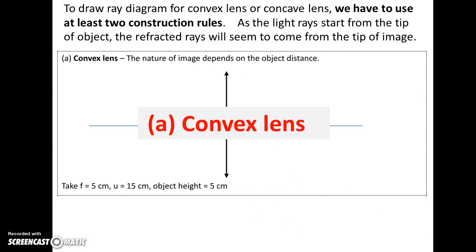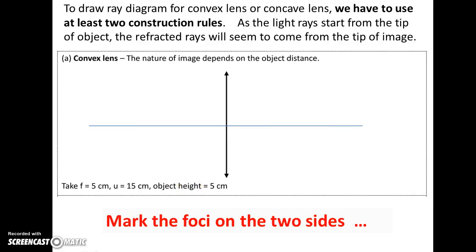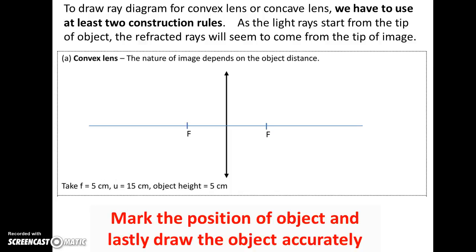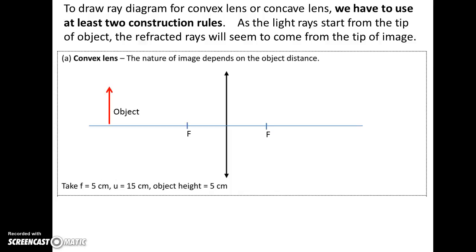For the next question, you have to draw a ray diagram for different cases, such as a convex lens, when the focal length is 5 cm, object distance 15 cm, and object height 5 cm. First, you have to mark the foci on the two sides. Then, mark the object, and make sure you draw it with the correct scale.